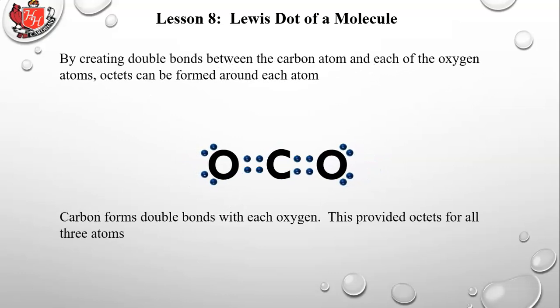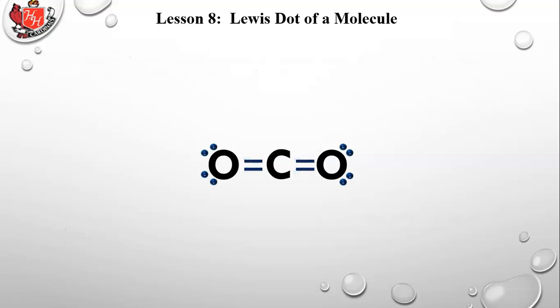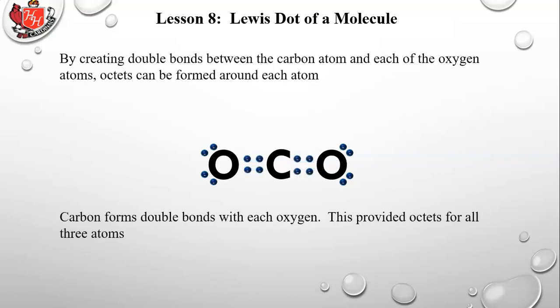So by creating double bonds between the carbon atom and each of the oxygen atoms, octets can be formed around each atom. Carbon forms double bonds with each oxygen. This provides octets for all 3 atoms. So you'll notice, let me go back to that. You'll notice that the oxygen on the left has 8 valence electrons. Carbon has 8. It has 4 on one side and 4 on the other. And the oxygen on the right has 8 valence electrons. And so those form 2 double bonds.